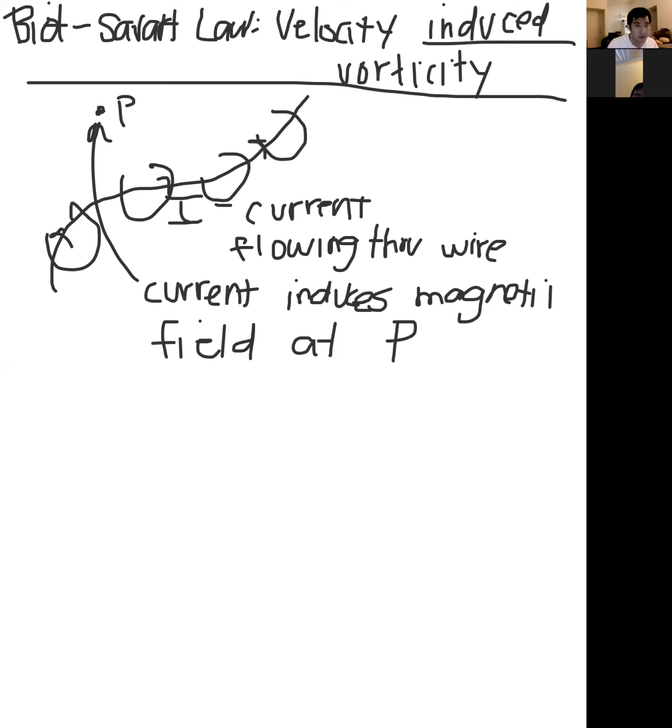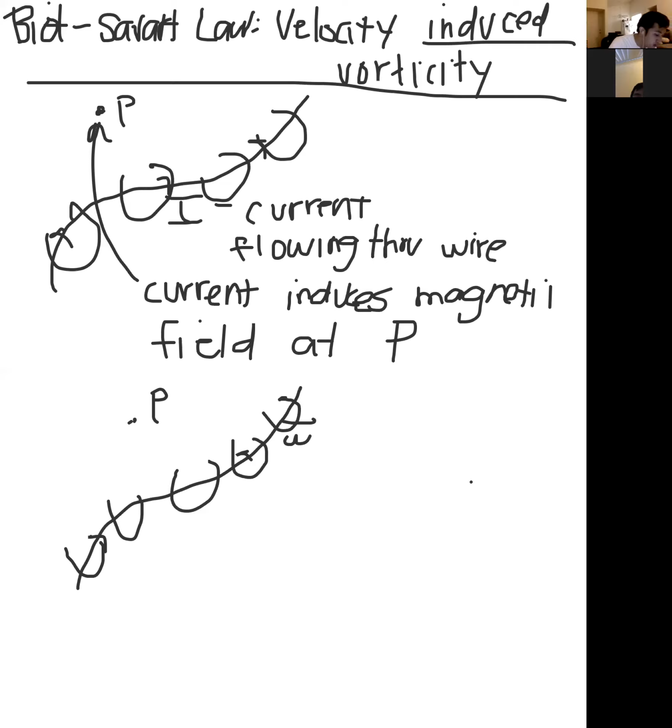So let's take this analogy and apply it to fluids. Instead of a line of current, let's say that we have a line of vorticity. If we have some vorticity or vortex line that goes in a curve like this, and we know what that vorticity is, that vorticity is going to induce a velocity at some point P. Because just like the current going through the wire, the vorticity is nothing more than rotating velocity around it. So the rotation of the velocity around it is going to induce some velocity at P.